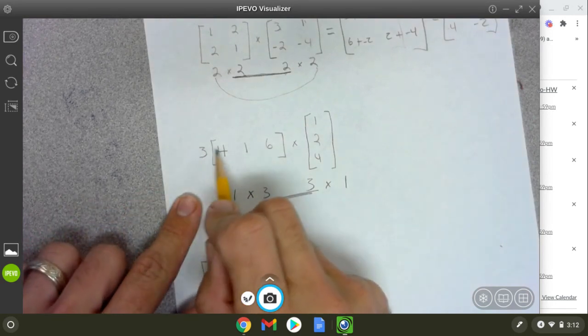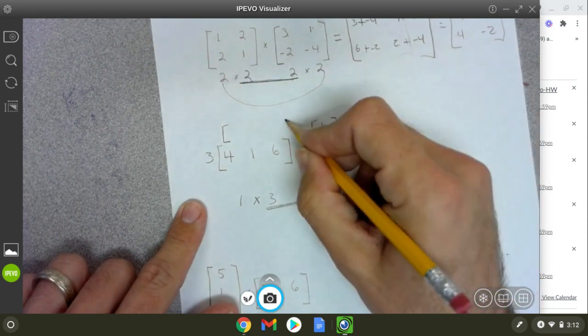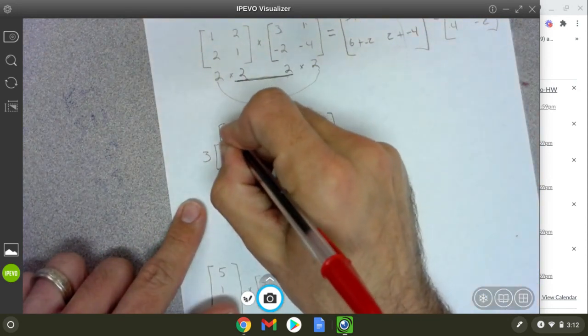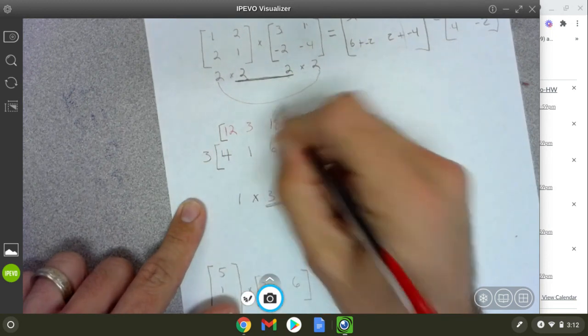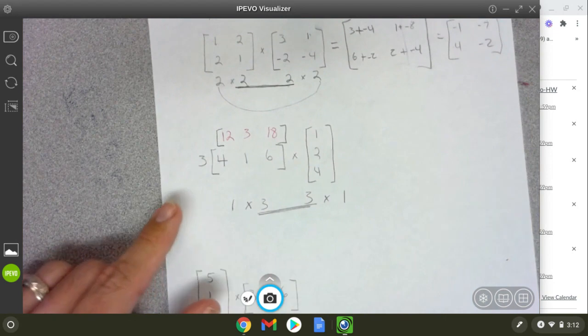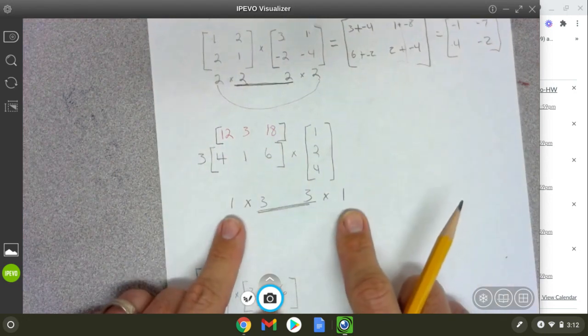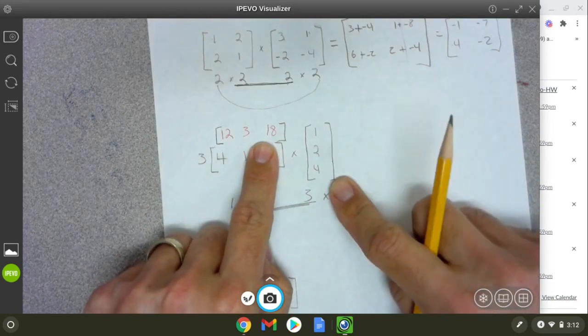So 3 times 4, I'm just going to write my answers up here. 3 times 4 is a 12. 3 times 1 is 3, and then 18. So 12, 3, 18. Now, to multiply these two, remember it goes rows to columns, but there's only going to be one entry for this. It's a 1 by 1 matrix. So we're going to do this row times this column.